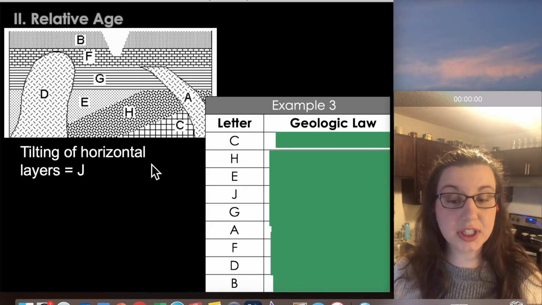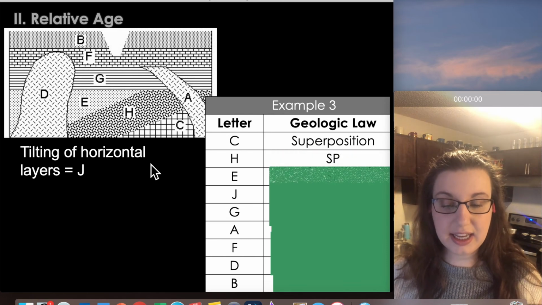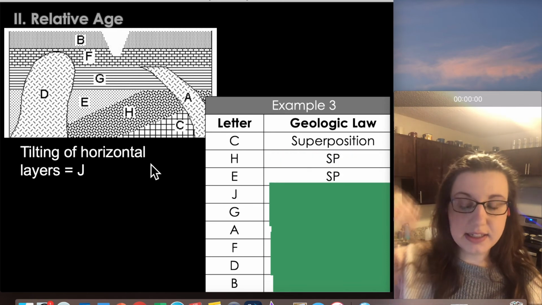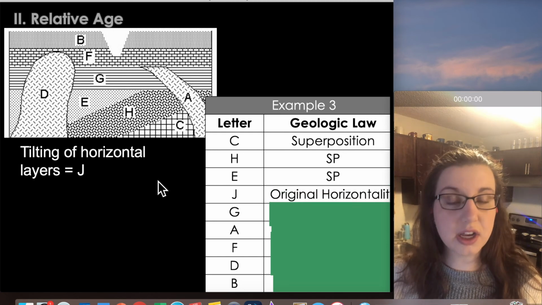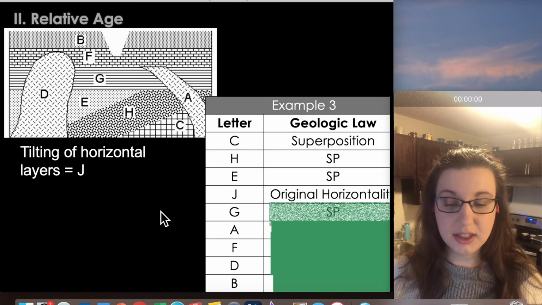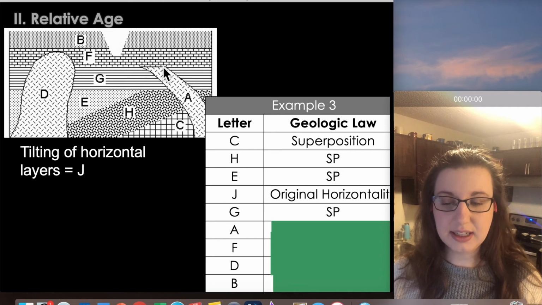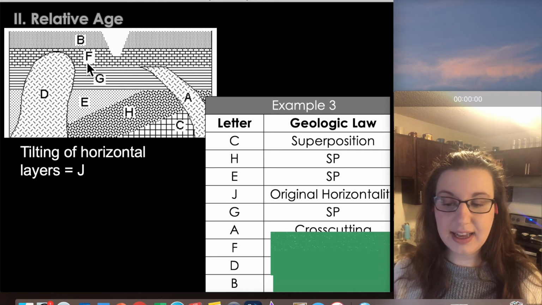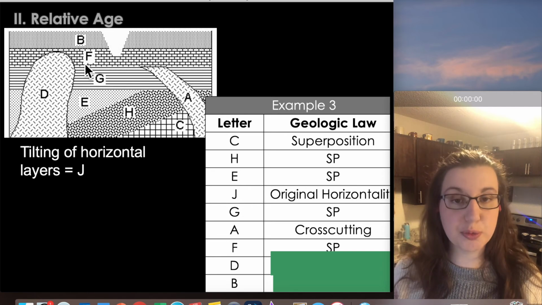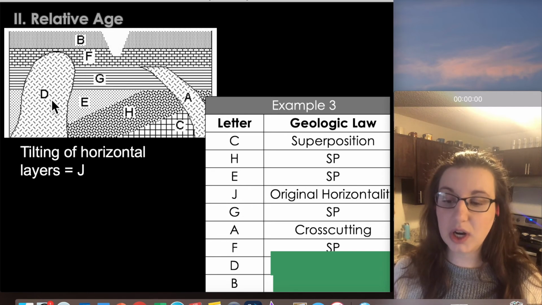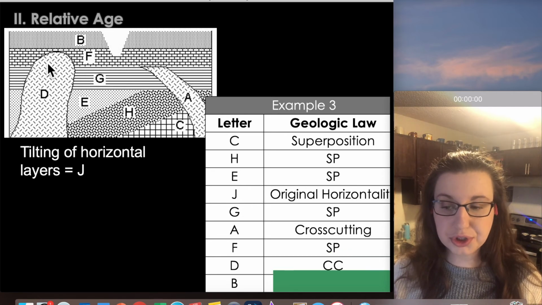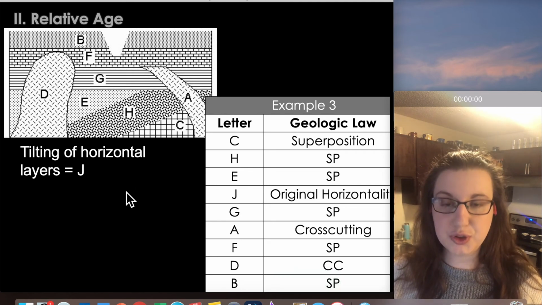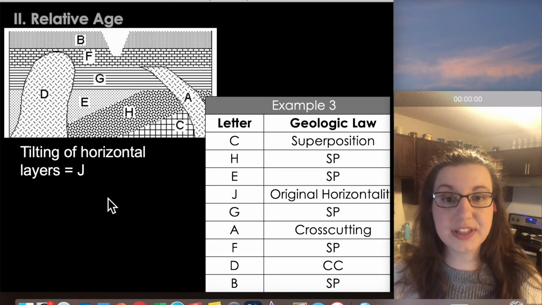And again, your geologic laws: C, H, and E are all about superposition, just knowing oldest to youngest. Tilting is always original horizontality. G is another superposition. A is an igneous intrusion, so that is cross-cutting. F is just another layer, so it's superposition. D is cross-cutting because it's an igneous intrusion. Even though it's a really big one, it's still just an igneous intrusion. And then B, superposition. So these are some examples.